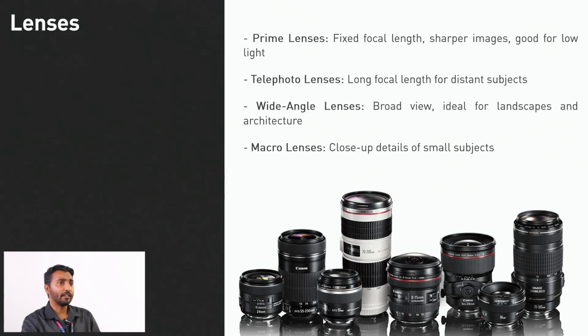Lenses can transform how an image looks, and a few of the types are prime lenses, which have fixed focal length, often sharper, great for low light conditions. Telephoto lenses, long focal lengths, perfect for distant subjects like wildlife or sports. Wide angle lenses capture a broader view, ideal for landscapes and architecture. Macro lenses are used to capture close-up details of small objects. We will be discussing lenses in detail in the upcoming units.